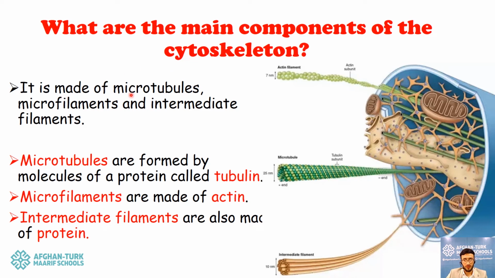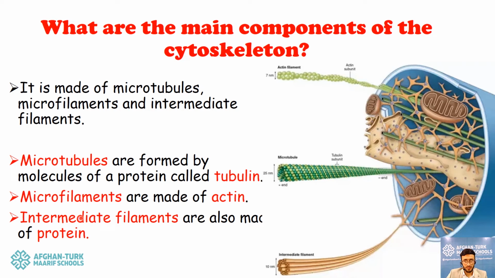It is made up of microtubules, microfilaments, and intermediate filaments. All are made up of proteins. Microtubules are formed by molecules of a protein called tubulin. Tubulins are small tubes that make up the microtubule, which is important to stabilize the structure of the cell.